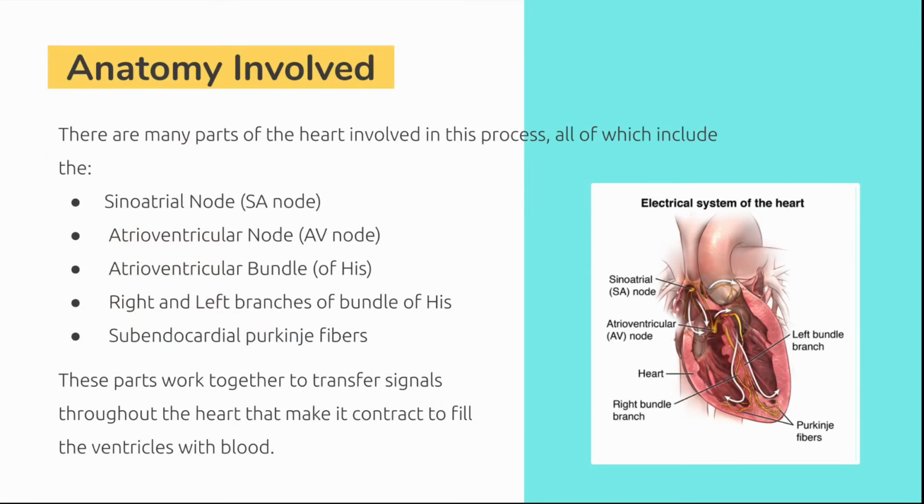Anatomy involved. There are many parts of the heart involved in this process, all of which include the sinoatrial node, or the SA node, the atrioventricular node, or the AV node, the atrioventricular bundle of His, the right and left branches of the bundle of His, and the subendocardial Purkinje fibers. These parts work together to transfer signals throughout the heart that make it contract to fill the ventricles with blood.